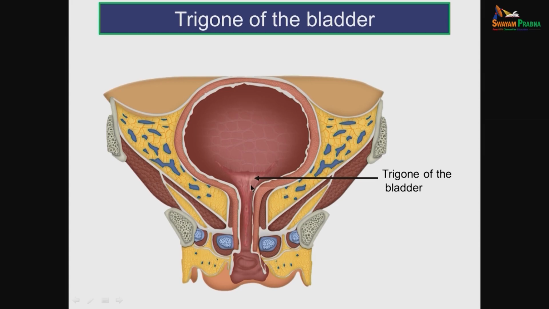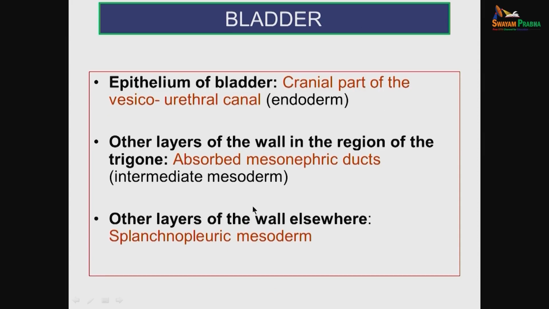So, this triangular area is the trigone of the bladder, the development of which has been dealt with in the previous slides. To summarize, the epithelium of the bladder is from the cranial part of the vesico-urethral canal, so it is endodermal in origin. Other layers in the wall in the region of the trigone are because of absorption of mesonephric ducts. It is from the mesoderm. Which mesoderm? It is intermediate mesoderm, which is a component of the intraembryonic mesoderm.